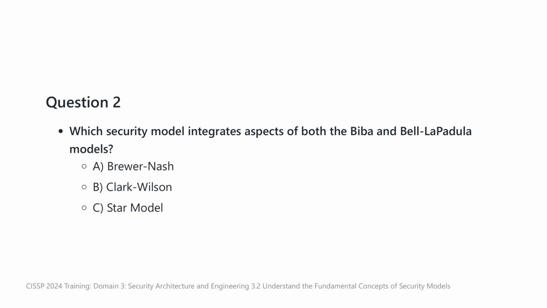Question 2 asks us to identify the security model that integrates aspects of both the BIBA and Bell-LaPadula models. Your options are A, Brewer-Nash, B, Clark-Wilson, C, STAR model. Understanding the key attributes of these models is crucial. The BIBA model focuses on data integrity, ensuring that information isn't improperly modified, while the Bell-LaPadula model emphasizes confidentiality, controlling access to classified information. Given these perspectives, the model that combines both integrity and confidentiality principles is the STAR model. This hybrid approach allows for a more comprehensive security framework by integrating the strengths of both the BIBA and Bell-LaPadula models.